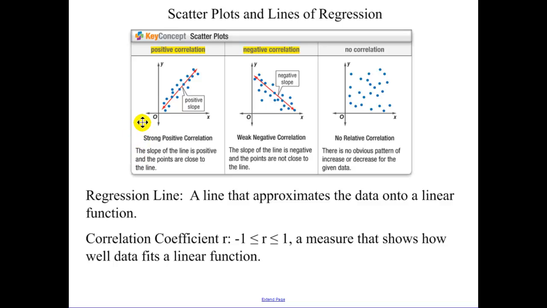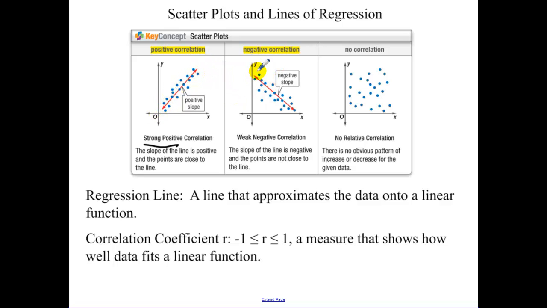So, this first one on the left, you have all of your data, which is the dots, and as you draw in a line, essentially connecting all those dots, it looks like it would have a positive slope. And all of those dots are fairly close to our line. So that means that it is a strong positive correlation. The slope of the line is positive, and all of our points are very close to it.